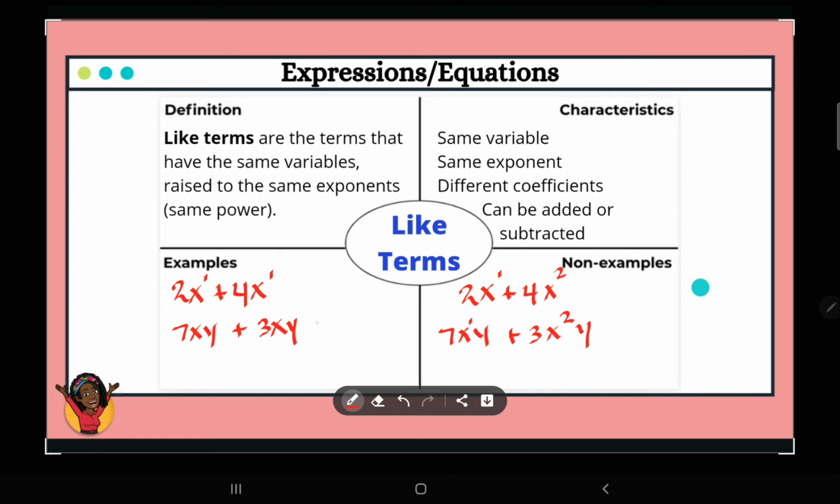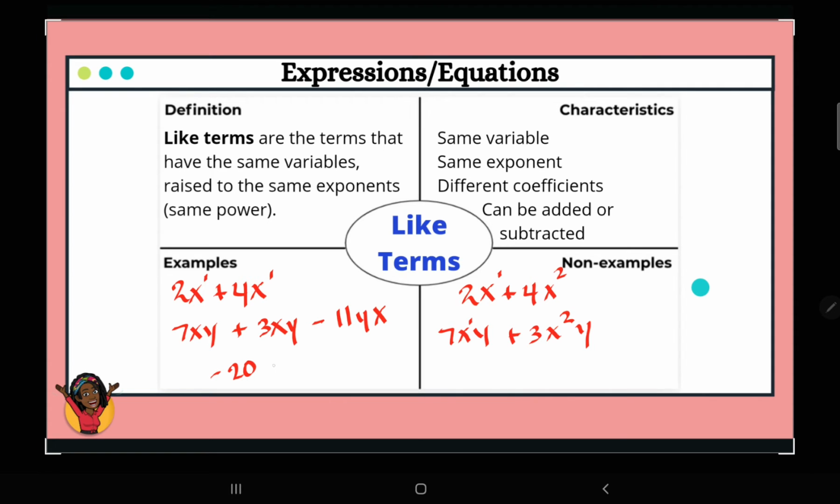We can even go a step further and include 11yx. Here the variables are placed in a different order, but the variables are still the same because with multiplication the order does not matter. So I could rewrite this as 11xy and it would be the same as the other two. So this would still be considered a like term to the others.